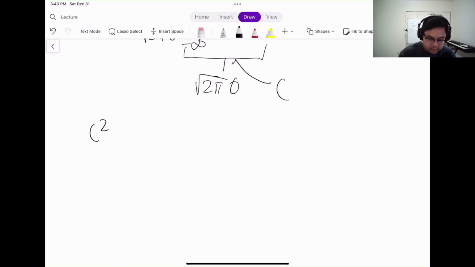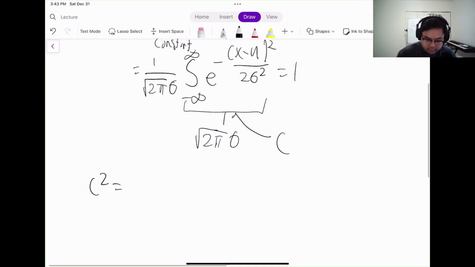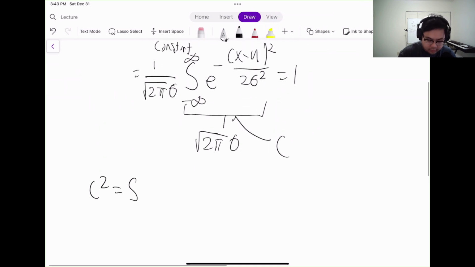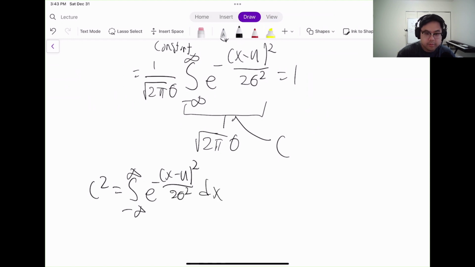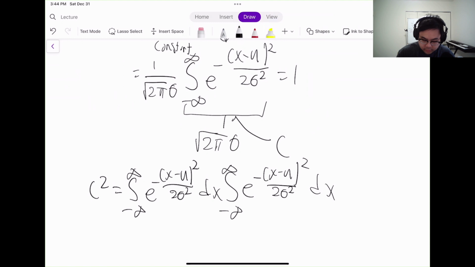So what are we doing here? Well, look at what C is. We integrate from negative infinity to infinity e to the negative x minus mu squared over 2 sigma squared dx, and then we integrate again. That's what the square means: times the integral of e to the negative x minus mu squared over 2 sigma squared dx. That's C squared. That's what we're doing.